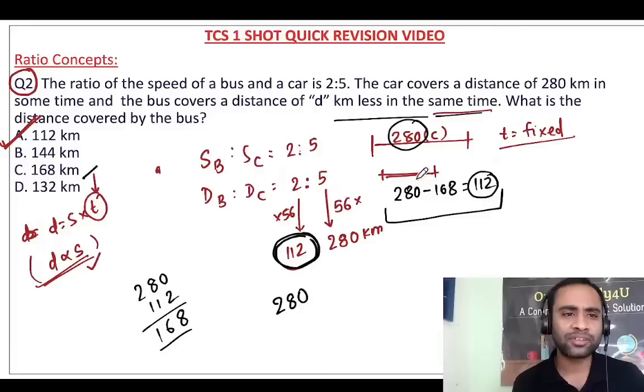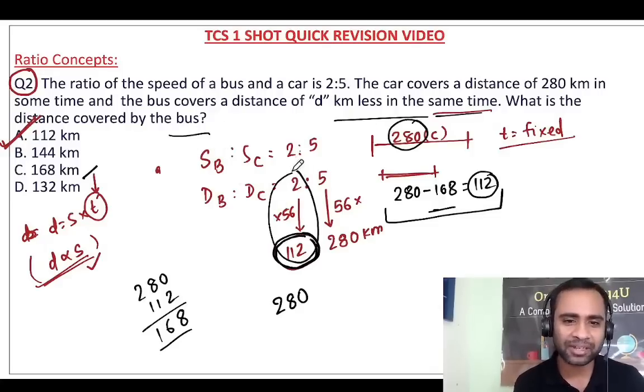The car covers a distance of 280 in some time, and the bus covers a distance of d kilometer less. Oh man, so this is the distance he is covering less. So what is the distance covered by the bus? So the distance covered by the bus is this, man.